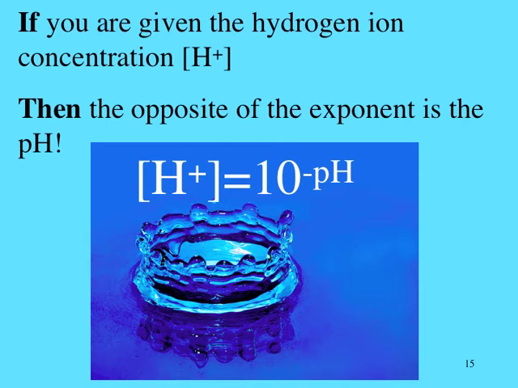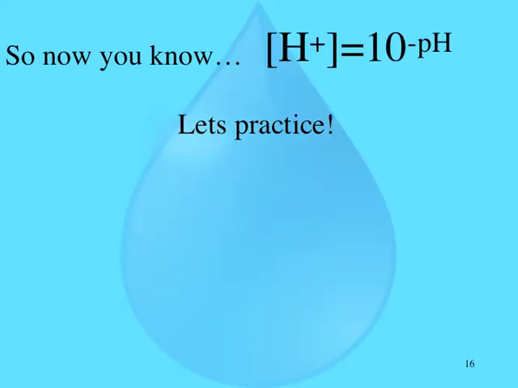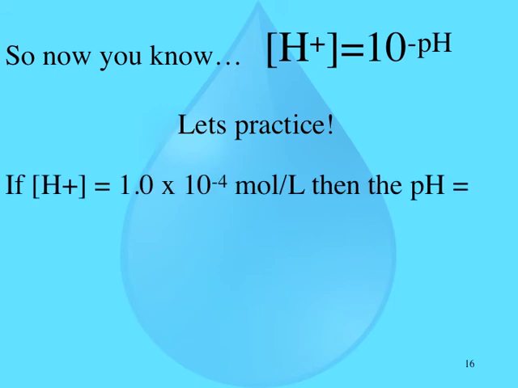Now, mathematically, this doesn't make sense, but there is a mathematical way to figure this out, and it has to do with logs and things, so we're not going to get into it, but it's just as easy to look at the concentration and do it this way. So we know that the pH is equal to the exponent without the negative, so let's see how this goes. So let's read this the way it's supposed to be read.